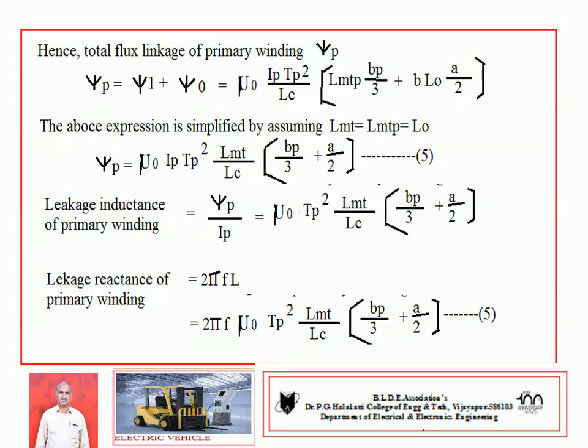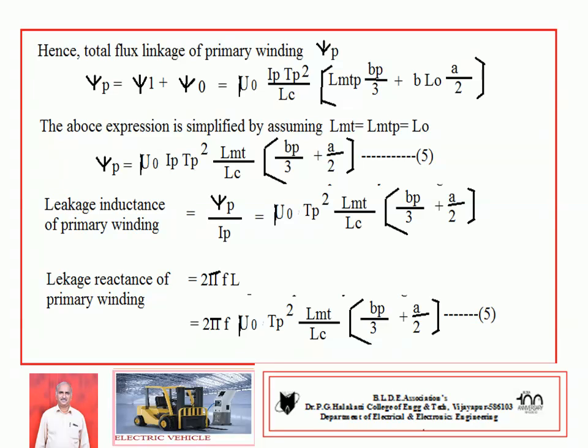So the total flux linkage of the primary winding is xi 1, due to the strip flux, plus xi naught, due to the duct flux. You add them, and finally I get xi p, the total flux linkage of the primary winding. So equation 5 is developed. Hence once you know the total flux linkage, what is the leakage inductance? That is xi p divided by IP, the respective current.